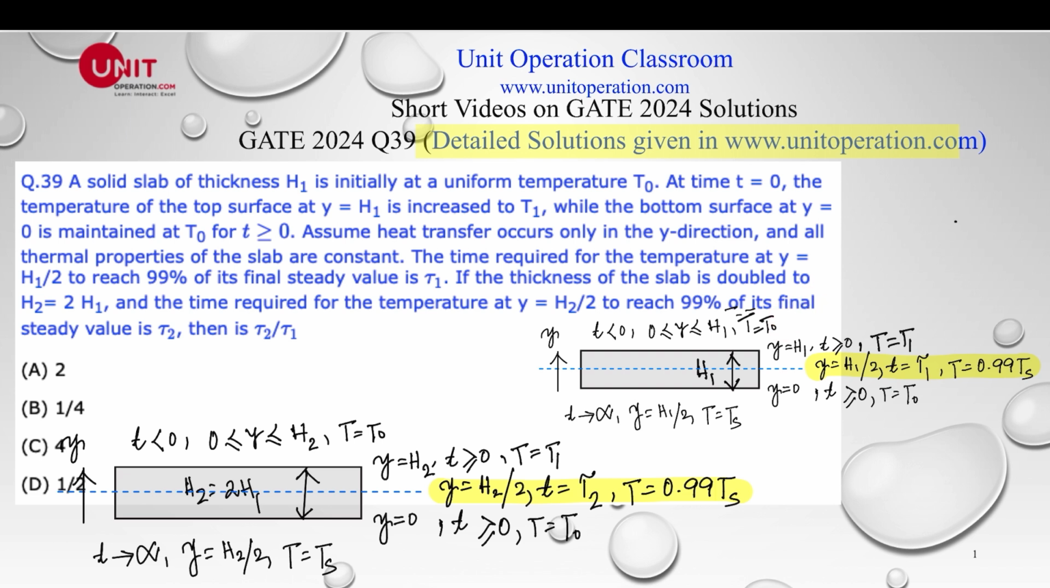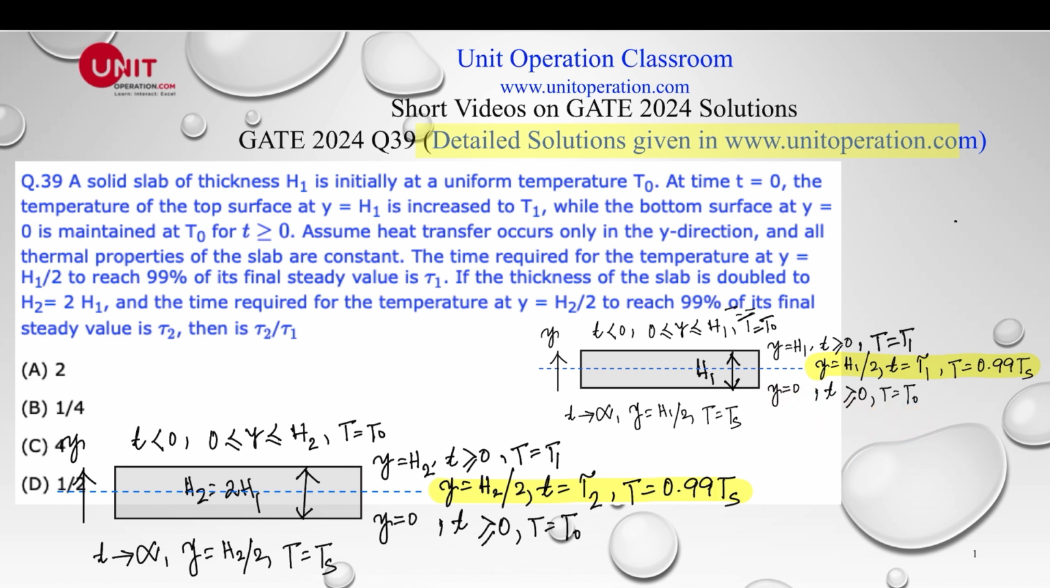Here, uniform temperature T0. At time t equal to 0, the temperature of the top surface at y equal to H1 is increased to T1. So at time t greater than or equal to 0, at y equal to H1, that means my top surface, I increase the temperature to T1, while the bottom surface at y equal to 0 is maintained at T0 for t greater than or equal to 0. What happens at y equal to 0? At t greater than or equal to 0, T remains T0.